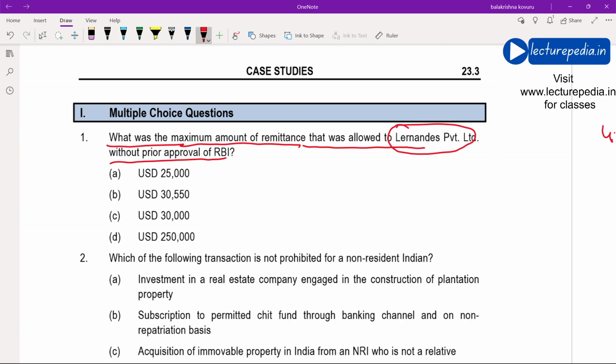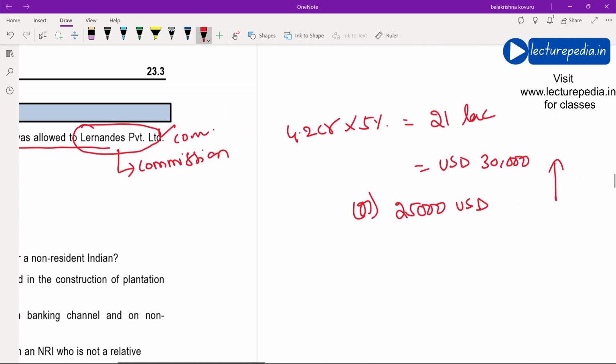Basically, in the case study, what happens is this Learnadas Private Limited pays some commission to a real estate agent outside India, and such a real estate agent has helped Learnadas Private Limited to find a buyer for its commercial property in India. Now, the maximum amount of this commission that can be paid to the real estate agent outside India is 5% of the inward remittance regarding sale of such property.